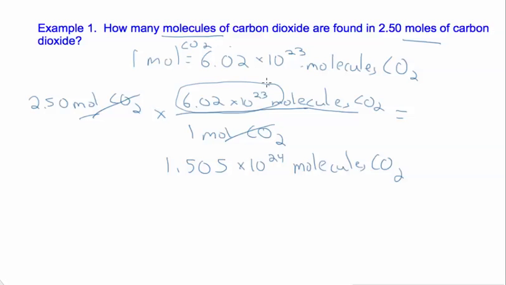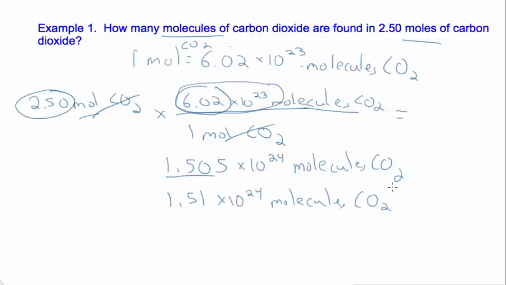Let's talk about significant figures. This number has 3, and this number has 3, so we're going to round our answer to have 3. So we will have 1.51 times 10 to the 24th molecules of carbon dioxide. Even if you don't leave your compound on while you're doing the math, please make sure you add that CO2 on when you're done.